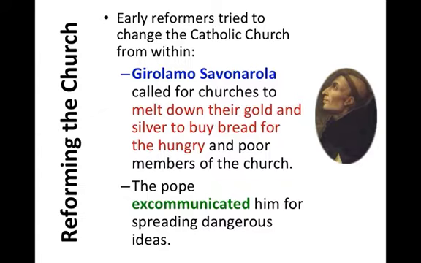As you read in the textbook, there were several early reformers who tried to change the Catholic Church from within. One example in the textbook was that of Girolamo Savonarola, who called for churches to melt down their gold and silver to buy bread for the hungry and poor. He believed that it was the church's responsibility to take care of the weakest members of society. However, the Pope excommunicated or banned him for spreading such a dangerous idea. The idea that Savonarola knew better than the Pope how the church should spend its money was considered an attack on church leadership. Hence, he was banned.